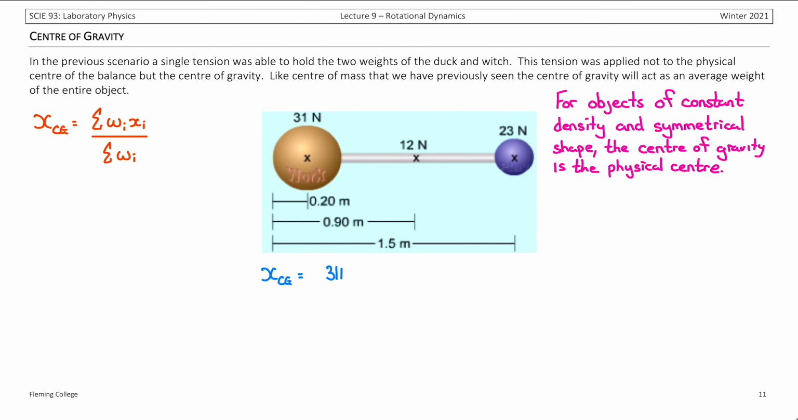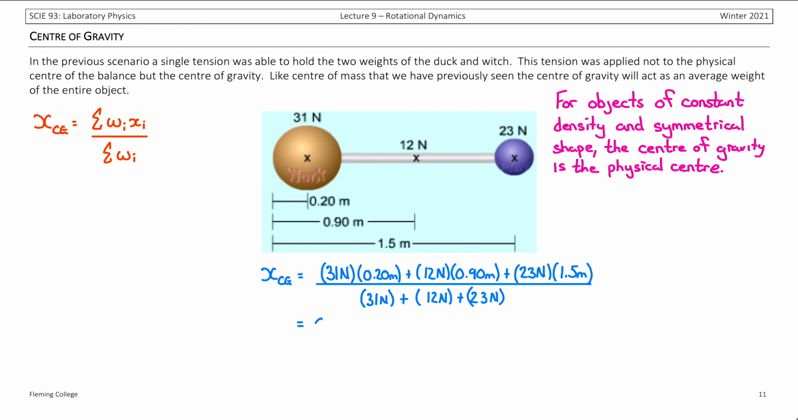We can calculate the center of gravity for this system of masses. So we'll set up our equation and input all the values we know, and then we can calculate to find that the center of gravity of this object is approximately 0.780 meters from the left-hand side.